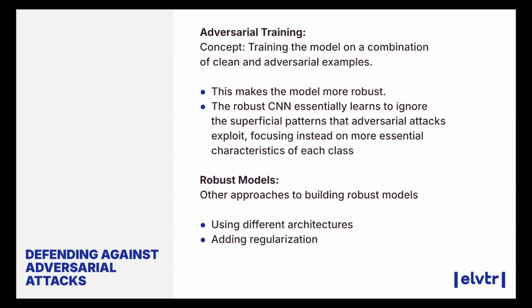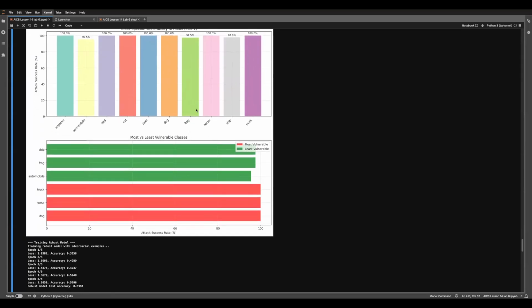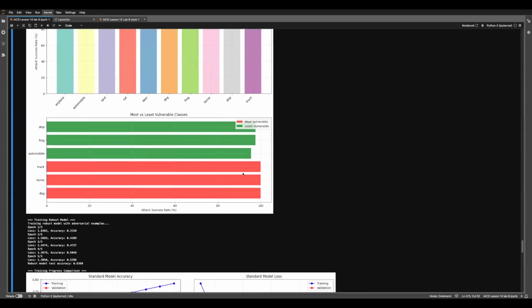If you've ever tried to focus and ignore distractions, sometimes that's a learned behavior, maybe noise canceling headphones, but you employ methods to make sure that you can focus on the important things. And then your CNN learns what's truly important about each class. And that's kind of what we're looking at here, what's the specific vulnerability to FGSM, right? Where we have this epsilon value, and you can see that it's pretty high. And then you can see the most and least vulnerable classes.